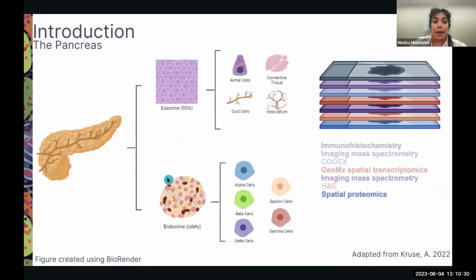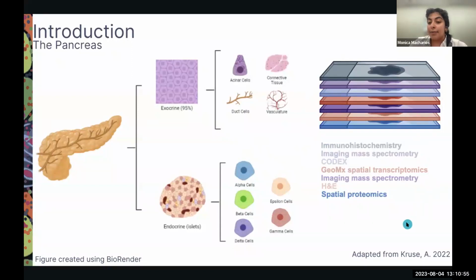And the endocrine or hormonal aspect of the pancreas is made up of islets, which are small regions of localized cells that are randomly distributed across the pancreas. And each cell in that islet is specific to the production of one hormone. Most notably, alpha cells and beta cells produce glucagon and insulin.